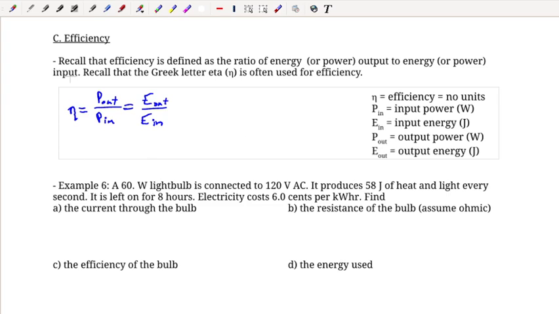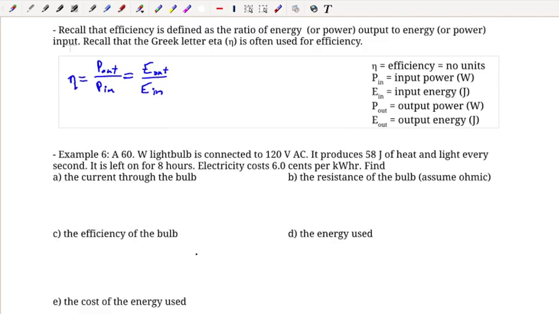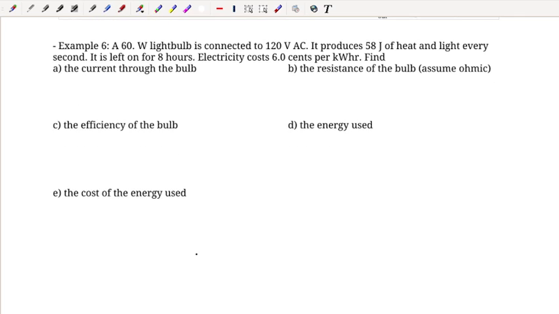So let's look at an example. Example number 6, a 60-watt light bulb is connected to a 120-volt alternating current source. It produces 58 joules of heat and light every second. It is left on for 8 hours. Electricity costs 6 cents per kilowatt hour.